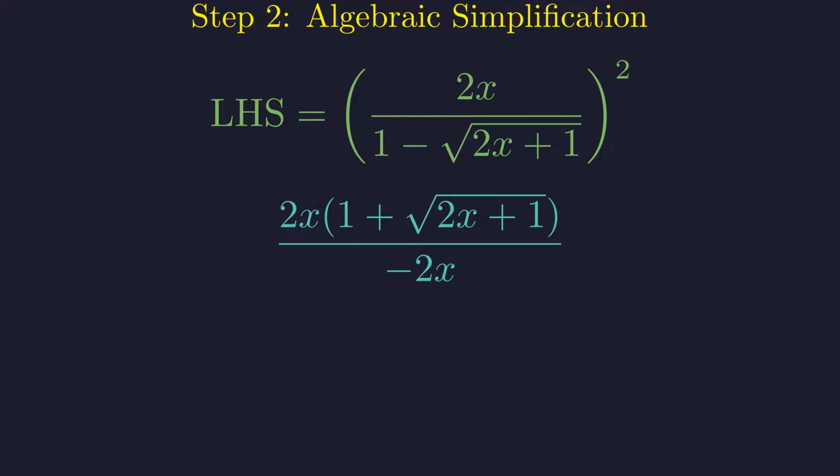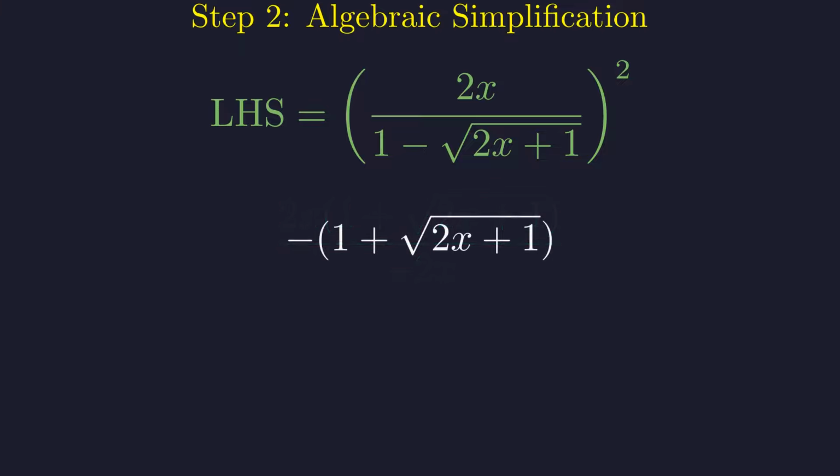Now, here's why we were so careful about the domain earlier. We can cancel 2x with negative 2x to get negative 1, but only because we know x is never 0. If we hadn't established that, this step would be invalid. So this whole messy fraction collapses down to just negative 1 times the quantity 1 plus the square root of 2x plus 1. That's way cleaner than what we started with.